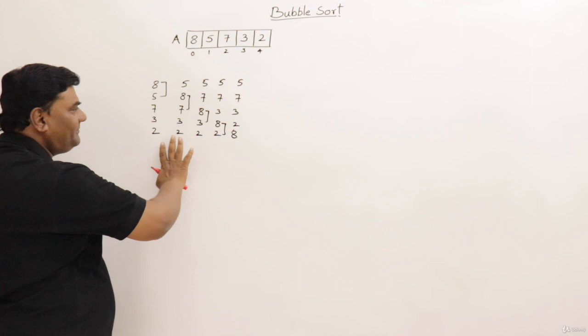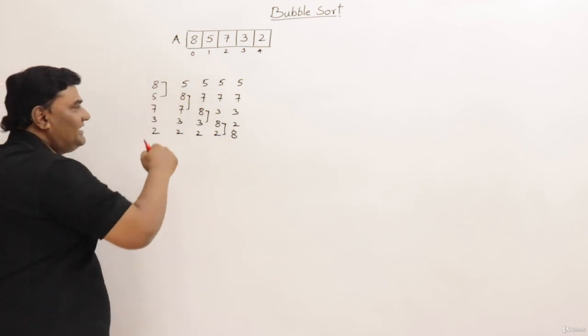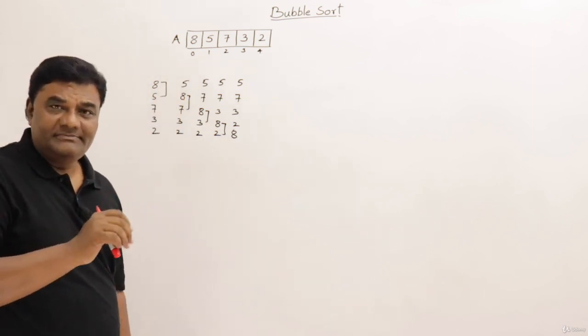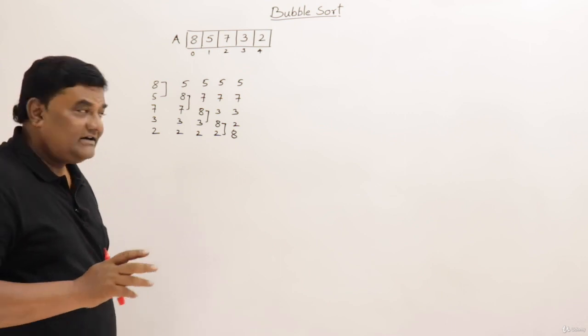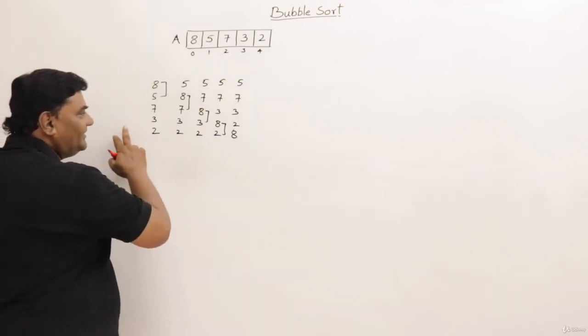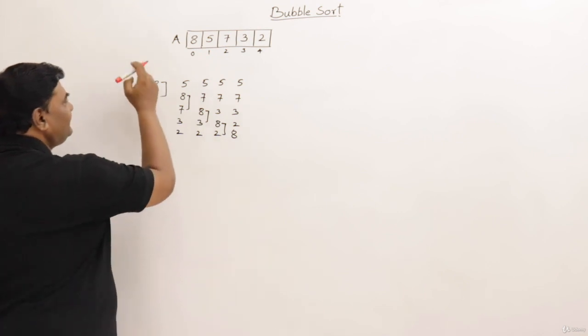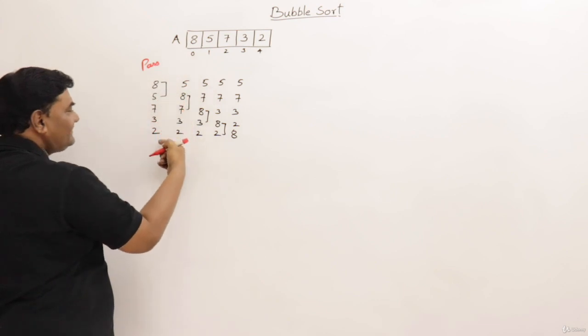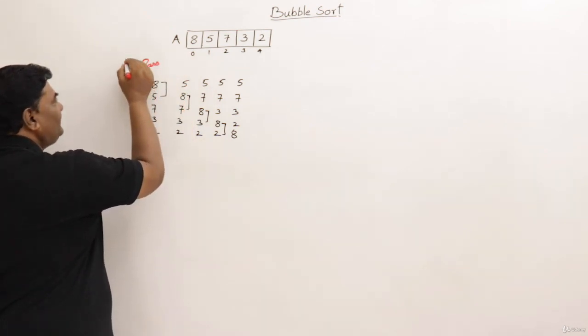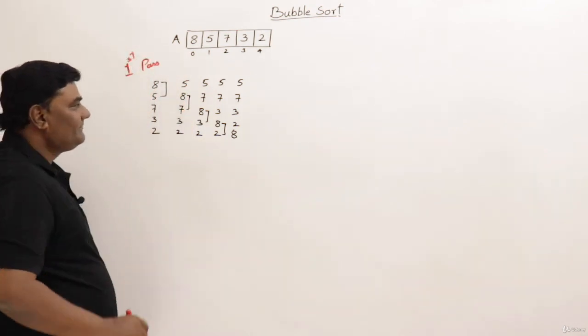So I have compared all the pairs of elements. Total 5 elements are there and 4 possible pairs are there. So we have compared all possible pairs of elements. Right? So when all elements are compared once, this is called a pass. Pass means we are going through the list. So this is the first time we are going through. So this is the first pass.